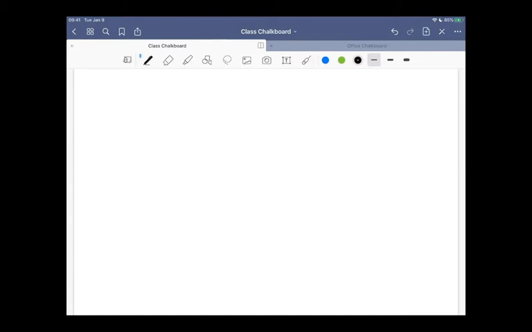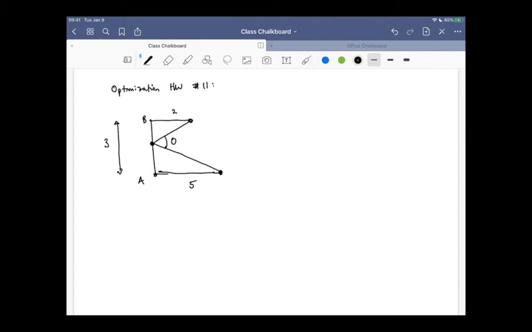So the setup was we had two points, one of which was 5 units away from A, and the other was 2 units away from B, and then the distance between A and B was 3 units. The idea was that if we pick some random point that's between A and B, and then connect that to those 2 points, then we have some angle there, theta, and we want to maximize the angle theta.